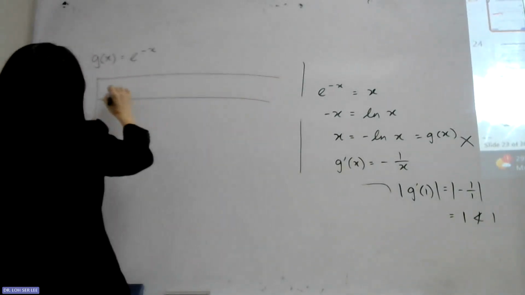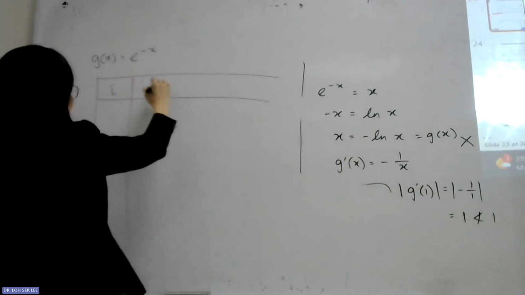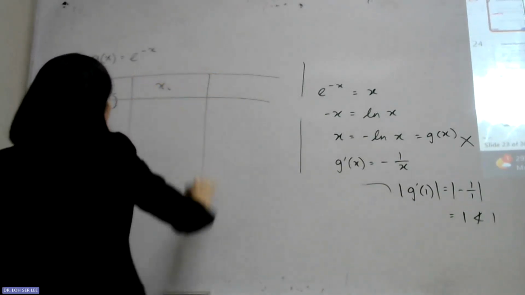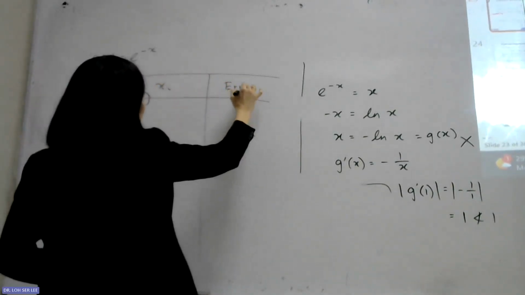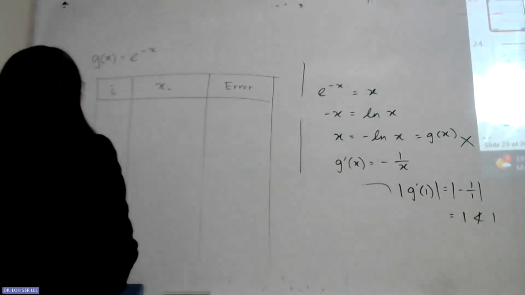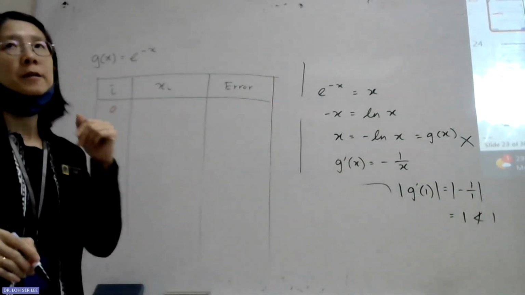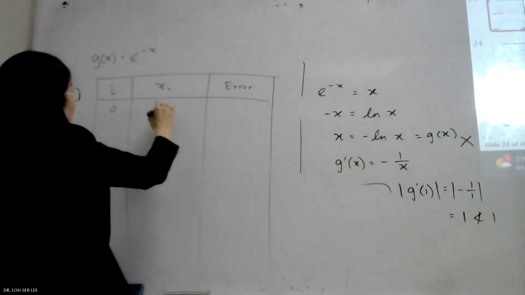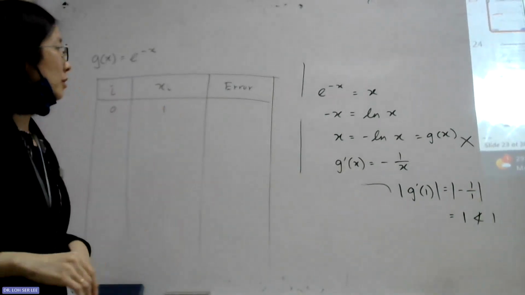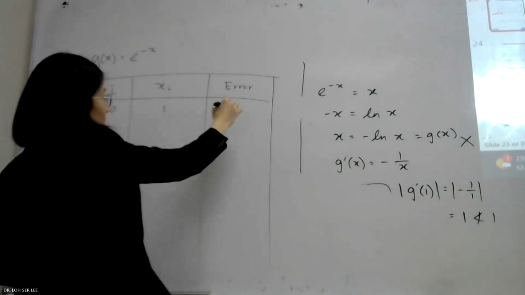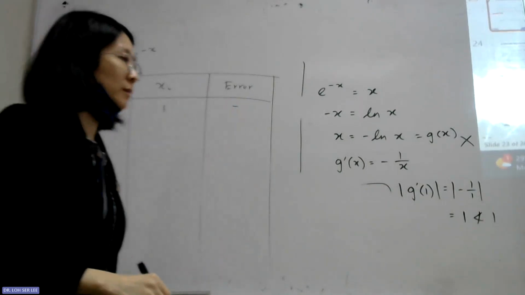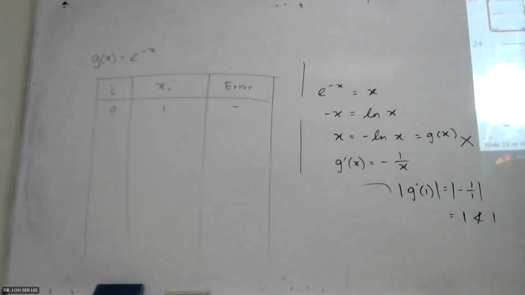You need iteration, x, and the error. Okay, iteration starts from 0. The starting point is 1, I took 1 just now. Okay, no error in the first row. You substitute 1 into your g(x).